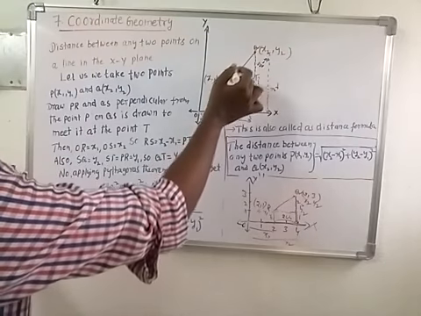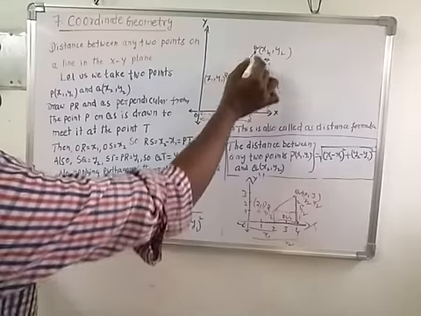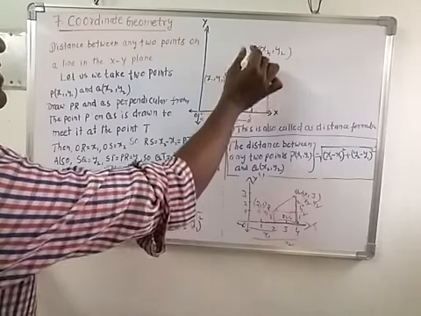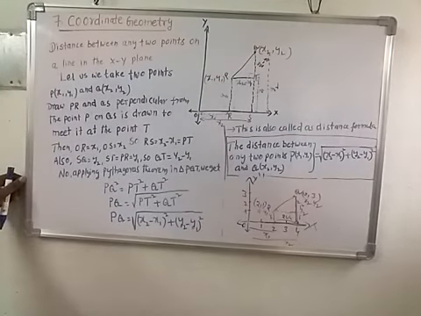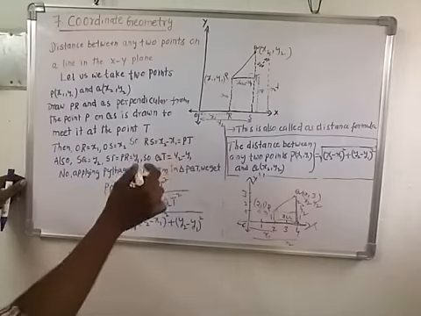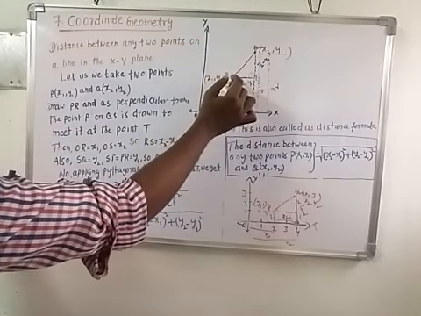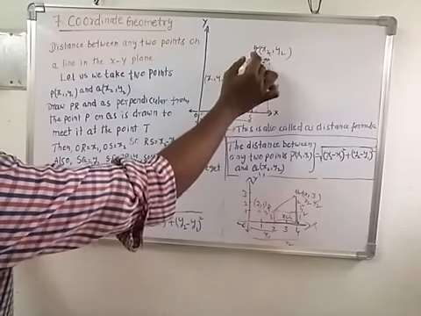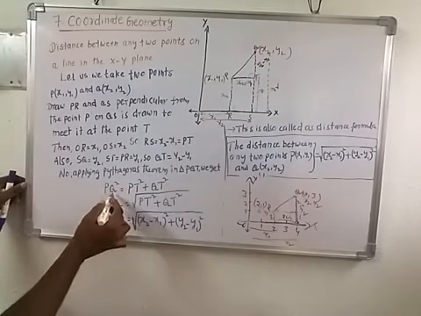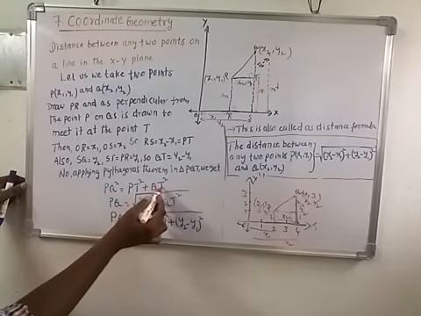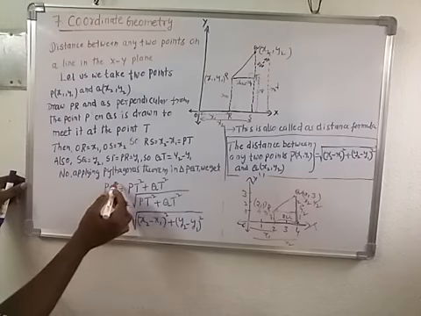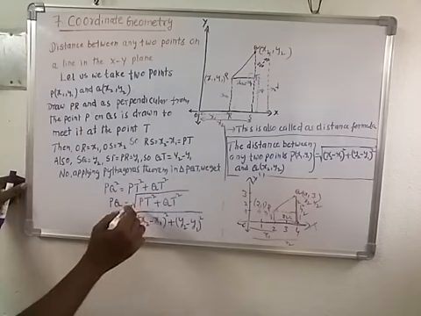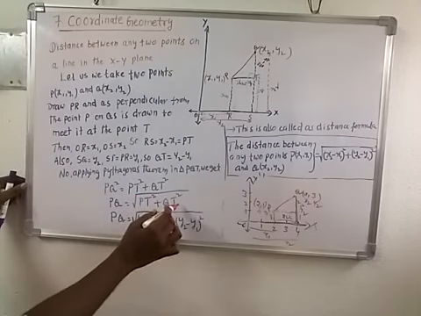Now, in triangle PQT, PQ is the hypotenuse, and PT and QT are the sides. So we apply the Pythagoras theorem: hypotenuse square is equal to side square plus side square. That is, PQ square is equal to PT square plus QT square. Now, sending the square to the other side, we get a square root. So PQ is the square root of PT square plus QT square.